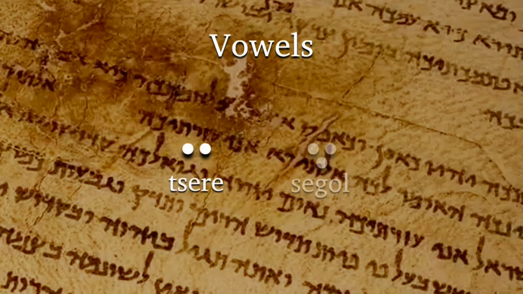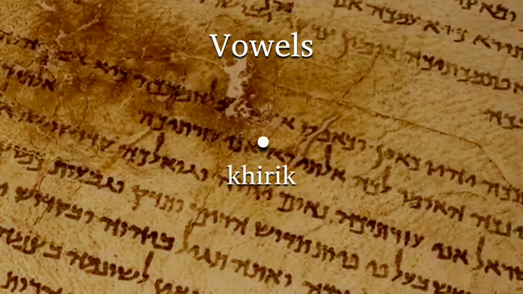We have the vowels tsere and segol, which both make the kind of eh sound, and they're below the letter. Then we had the chirik, which is the E sound, just one dot below the letter.